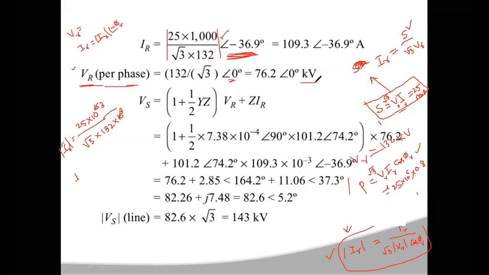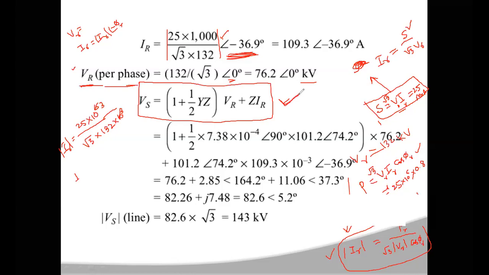So after getting the VR and IR values, what is the sending end voltage? Here your objective is to find the sending end voltage, right? In terms of ABCD parameters, Vs is equal to 1 plus YZ by 2 into VR plus Z into IR. You can use this formula directly if you remember it.